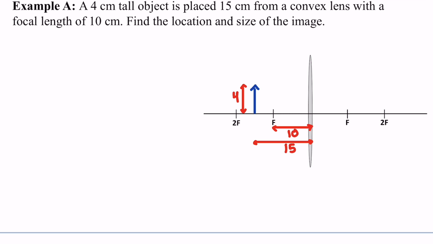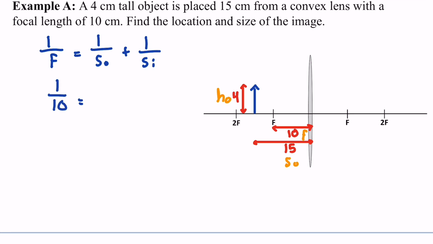The first question gives a converging lens with a focal length of 10, and there's an object with a height of 4, placed a distance of 15 centimeters from the lens, and it's asking for the location and size of the image. So the thin lens equation says 1 over focal length equals 1 over object distance SO plus 1 over image distance SI. In this case, I have 1 over 10 equals 1 over 15 plus 1 over SI, which solving this gives that SI is 30 centimeters.